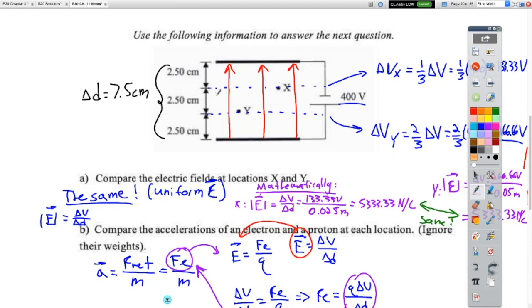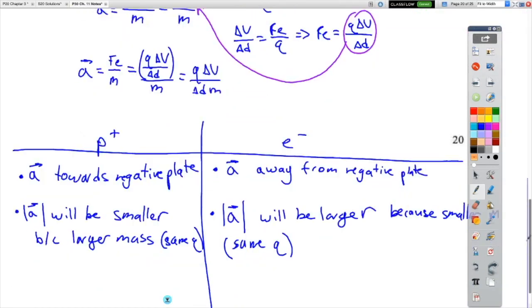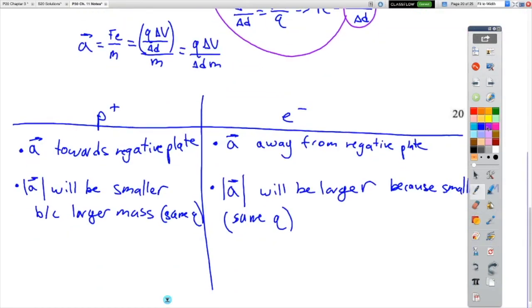The electric field, maybe "causes the force" is not the right phrase, but the electric field is the ability for a force to be applied if you enter that field, right? And so uniform electric field, therefore uniform force, therefore uniform acceleration. So whether you're at x or y actually makes no difference, okay? So maybe we'll add that note in here.